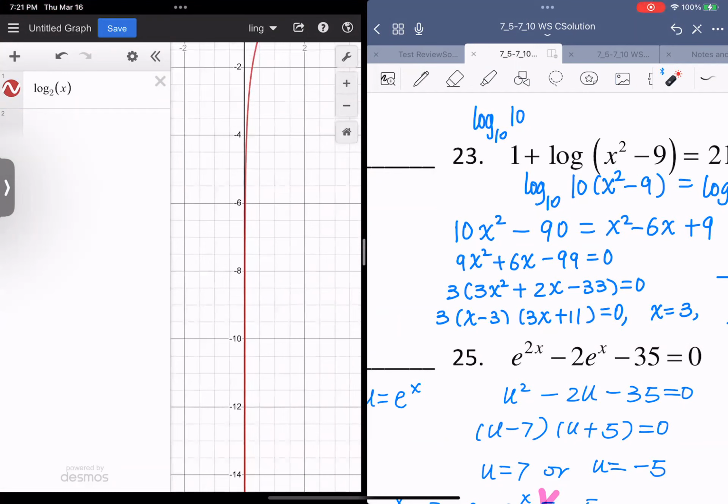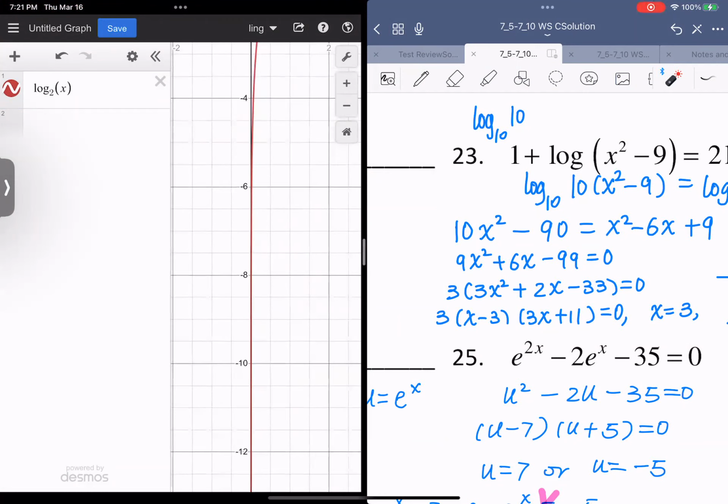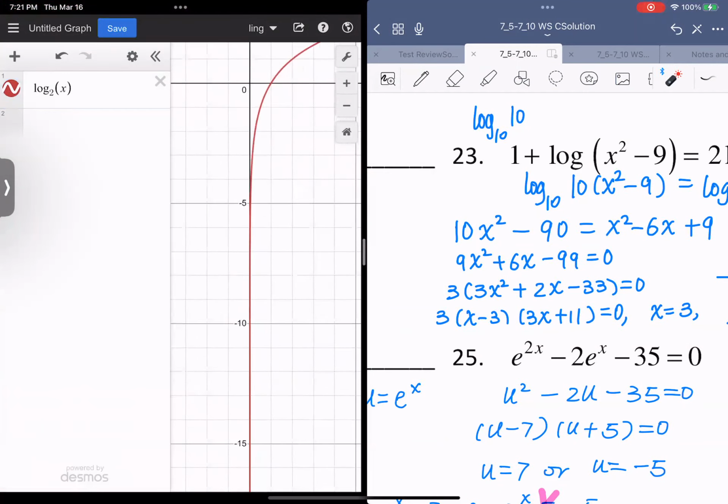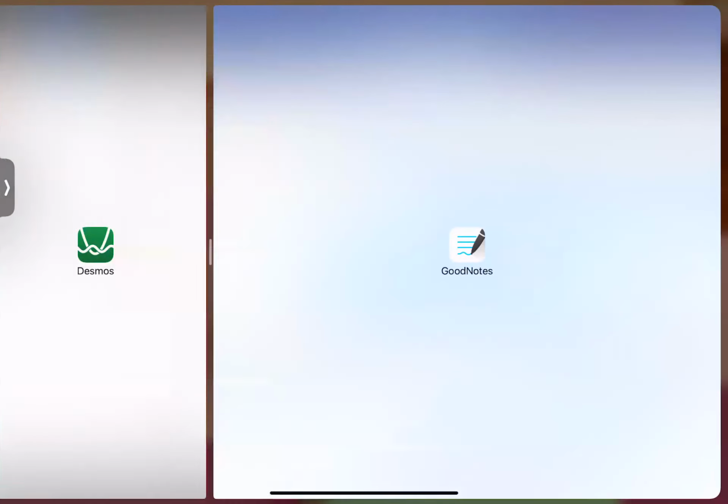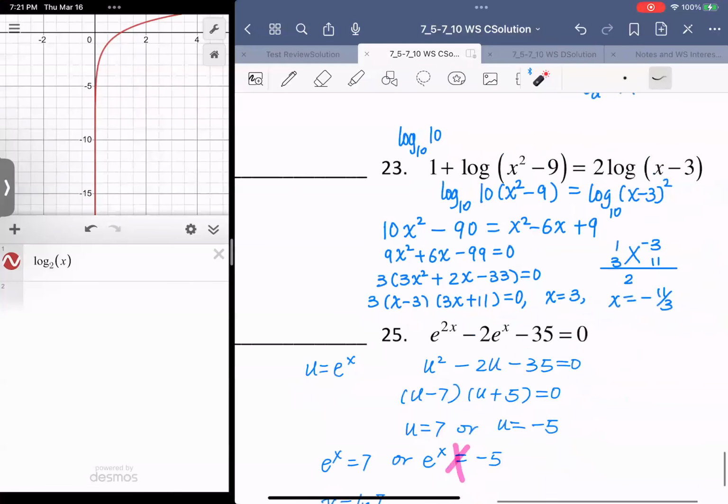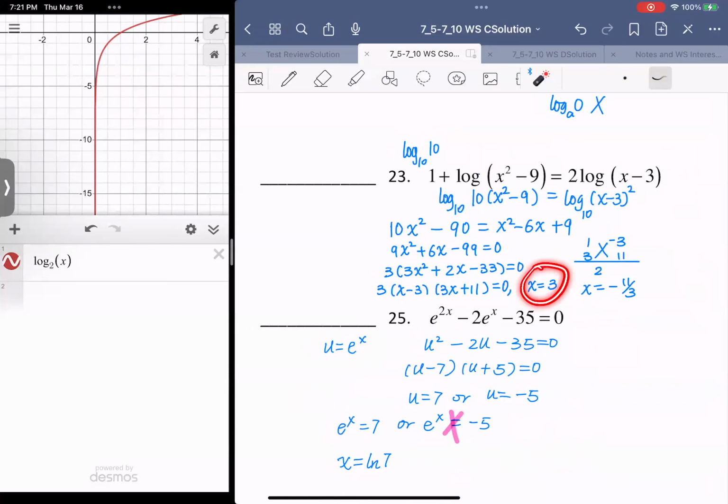The y-axis is the asymptote. This asymptote couldn't be crossed, couldn't be touched. This x equals 0 can never happen. That's impossible. So if you have a solution, make this guy equal 0. This is also no solution. None of them work. The answer is empty. You want to check? There is no solution.